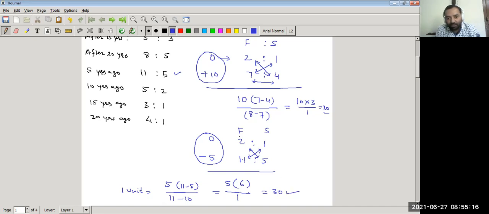So father's age is 2 units. We multiply this 1 unit value with this 2, 60 years, and son is 1 unit, 30 years. So in this way you can find the age of father and son.